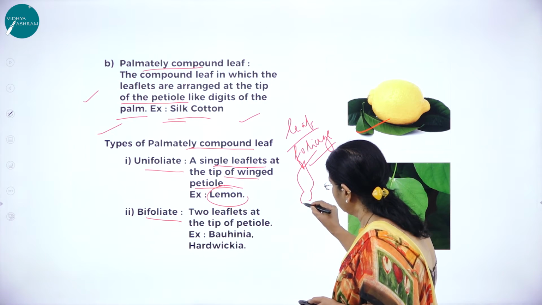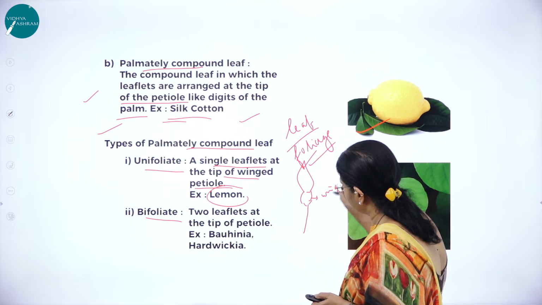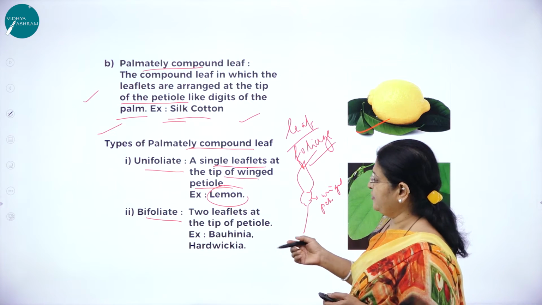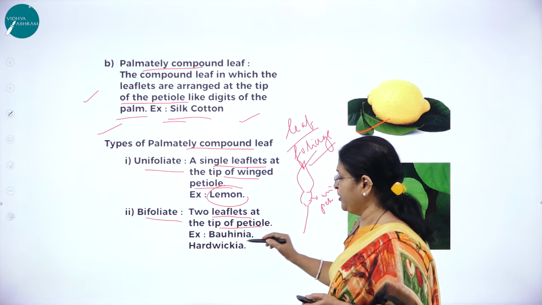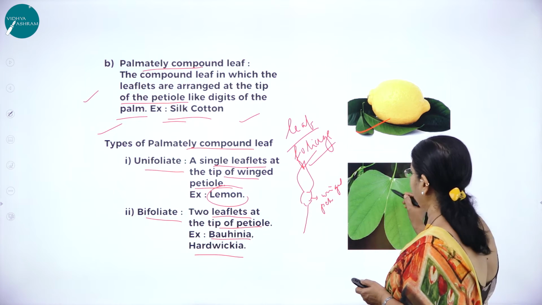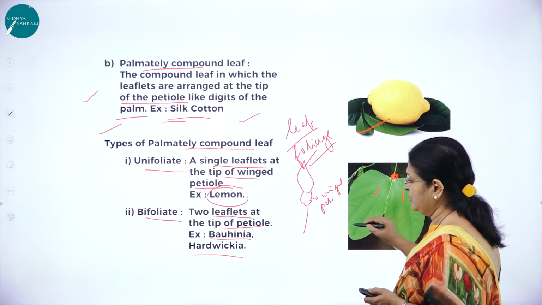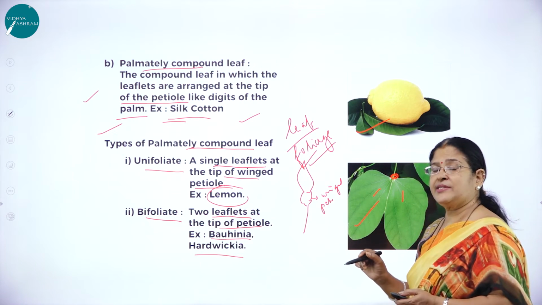This is called winged petiole. What is petiole? Petiole is nothing but a stalk of a leaf. Then bi means what? Two. Two leaflets at the tip of the petiole. Example, Bauhinia, then Hardwickia. Here you can see the two leaflets at the tip of petiole. That is bifoliate. So what is the second type?